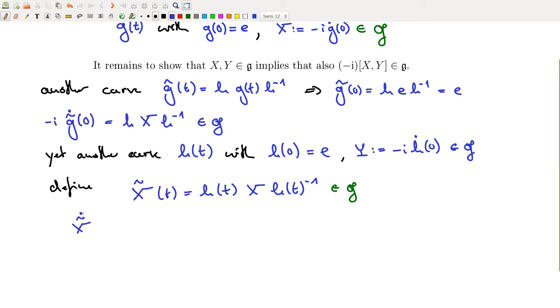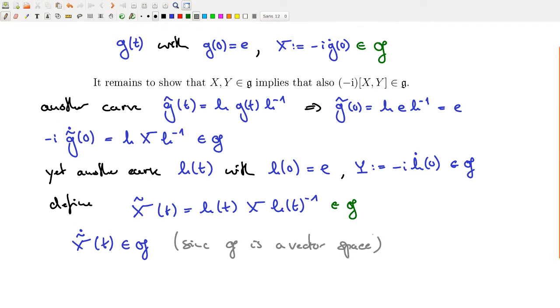Now we take the derivative of this. Where does this live? The Lie algebra is a vector space, so if we take the derivative of a curve in this vector space, we again get something that takes values in the Lie algebra, since this is a vector space. So we started in the group on a manifold, moved to the Lie algebra, a vector space, and now we stay in this vector space.